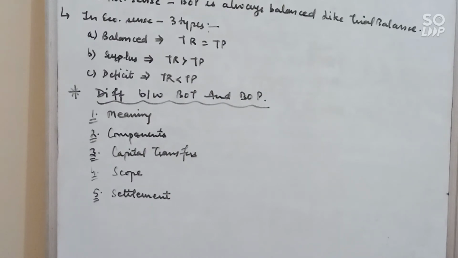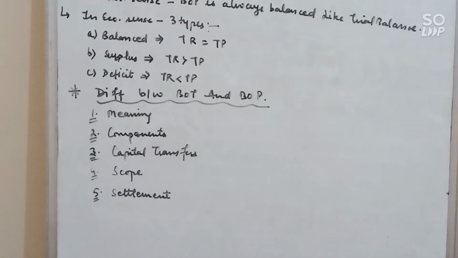Second, components. BOT includes only visible items and BOP includes visible items, invisible items, unilateral transfers and capital transfers. And next is capital transfer. BOT does not include capital transfers, that is capital receipts and capital payments, but BOP includes capital transfers also. Scope: BOT is a narrow concept and BOP is a wider concept as it includes BOT. Next is settlement. Unfavorable BOT can be covered out of favorable BOP, but unfavorable BOP cannot be covered from favorable BOT because it has a wider scope.